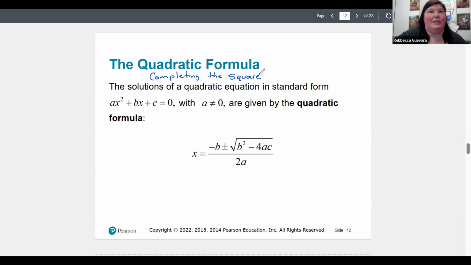Completing the square is a process that helps us solve for x when we have a quadratic in standard form. If I just had ax squared plus bx plus c equals 0, and I used completing the square to solve for x, the formula I would end up with is negative b plus or minus the square root of b squared minus 4ac, over 2a. If there is one formula you should probably have memorized, it's this one.